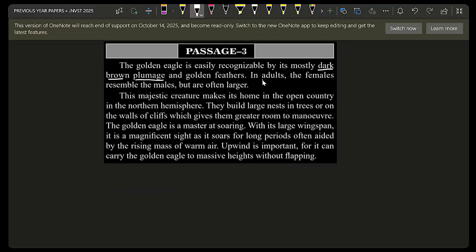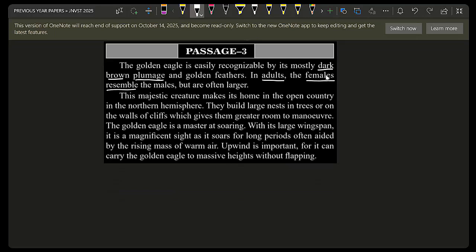Adults means the big golden eagle, not the smaller ones, babies. In adults, the females resemble. Resemble means almost same as males, but are often larger. So the females are larger here. Females are larger than the males in the adults.